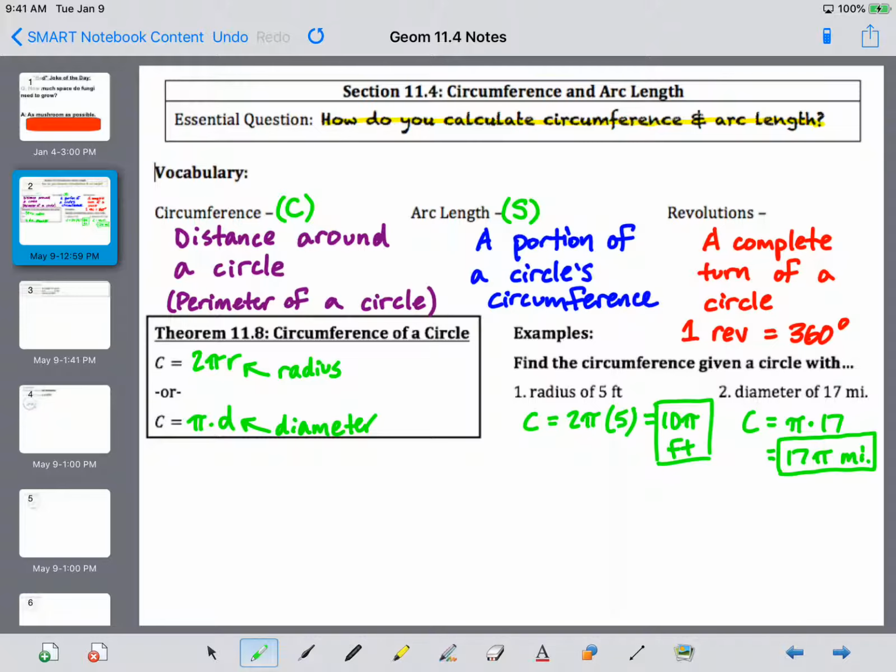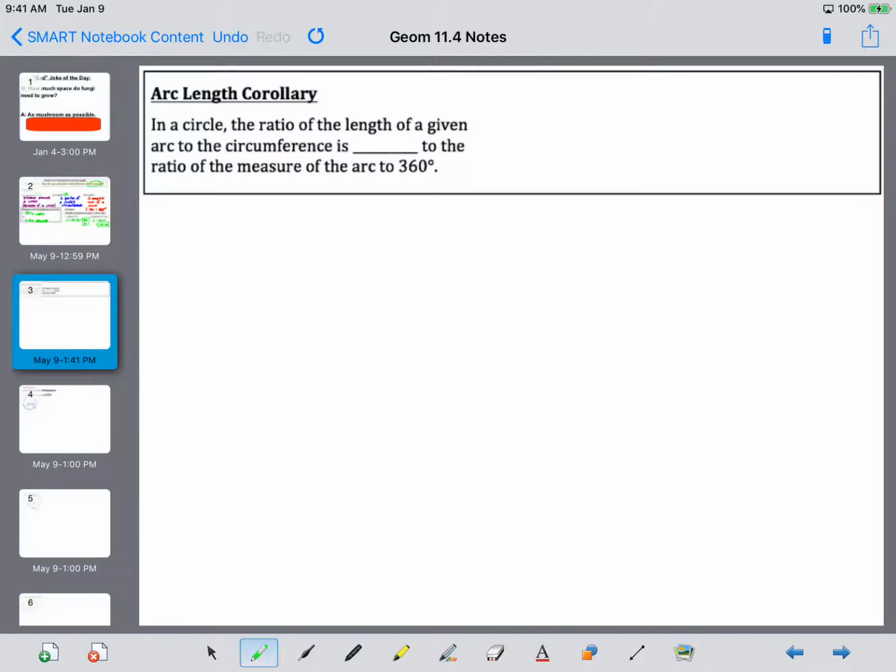All right, so now let's look at the main part of this lesson, which is probably the new part, this idea of arc length, which remember is part of the circle's circumference. So in order to calculate that, we need to learn a new formula. In a circle, the ratio of the length of a given arc to the circumference is equal to the ratio of the measure of the arc to 360.